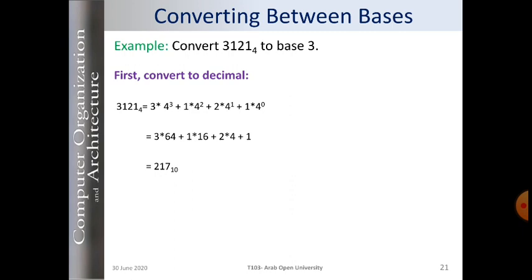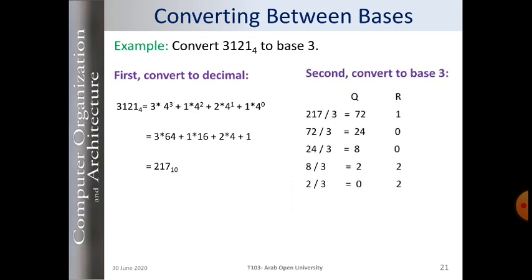We have to divide. 217 divided by 3, the result is 72, the remainder is 1. 72 divided by 3, it's 24, remainder 0. 24 divided by 3, it's 8, remainder 0. 8 divided by 3, it's 2, remainder 2. 2 divided by 3, the result is 0 and the remainder is 2.